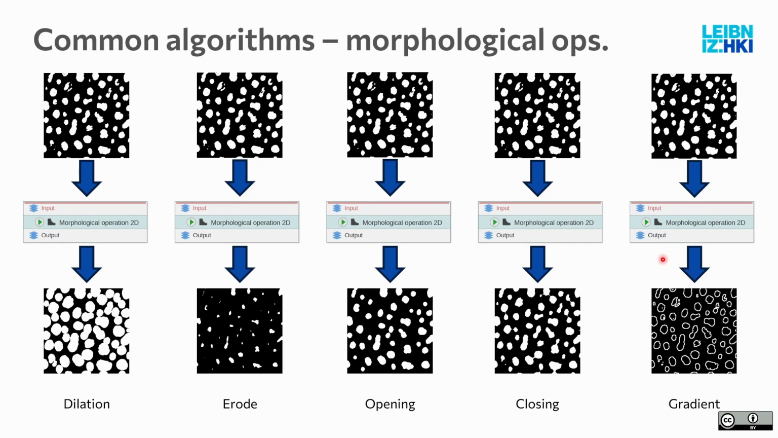You can also add a border around it, because morphological operations are sometimes a bit weird with image borders. Mathematically it's not really defined what's happening outside, so they usually do something. And there you can actually determine what should happen.